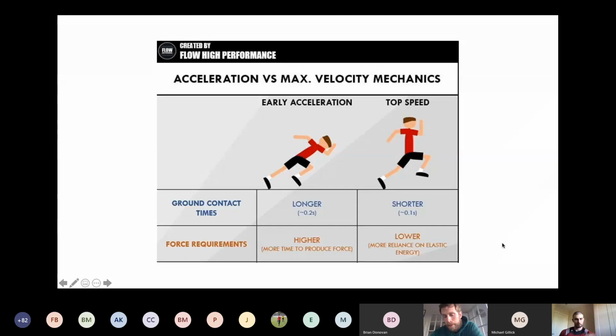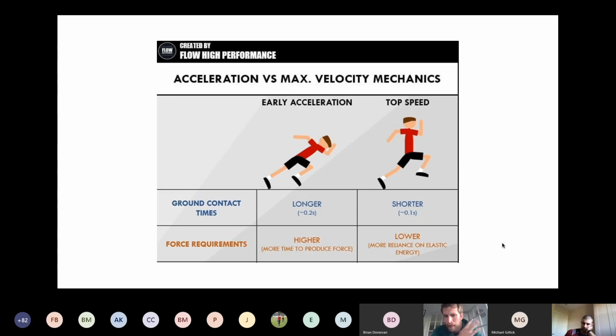Okay, so just to give you a picture of what acceleration and top speed look like. There are other aspects we could look at, muscle contraction and different elements like that, but just for tonight we're going to touch on two obvious things. As we touched on, in your early acceleration phase your ground contacts are longer. You're applying more force into the ground to try and project your mass forward. Horizontally, you're going to spend a longer time on the ground.